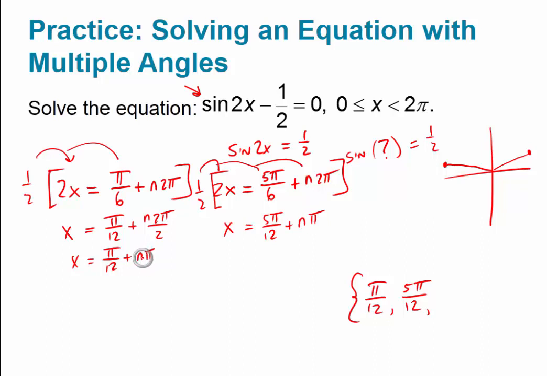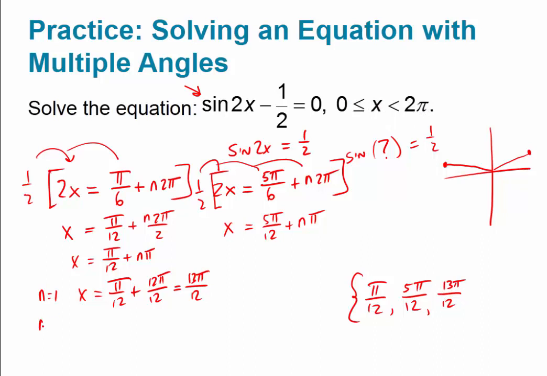If I add n equals 1 here, that would add a pi to this. So my next solution would be x equals pi over 12 plus 1 pi. Let's turn that into 12s so I can add it to that fraction. 1 pi is 12 pi over 12, and so that gives me 13 pi over 12. Let's put that over here, 13 pi over 12, because I still have not gone past 2 pi yet. That's just a little bit more than 1 pi. It's still in my boundary, so that's good.